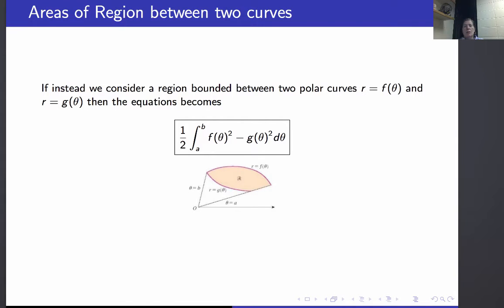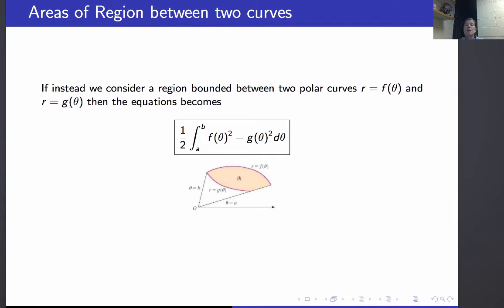Now, of course, if I want to compute the area trapped between two curves, r equals f of theta and r equals g of theta, and the lines theta equals a and theta equals b, then it's the area bounded by the curve r equals f of theta and the lines theta equals a and theta equals b, in this case minus the area trapped between the curve r equals g of theta and the lines theta equals a and theta equals b. So applying the formula, I get a simple formula for this area.